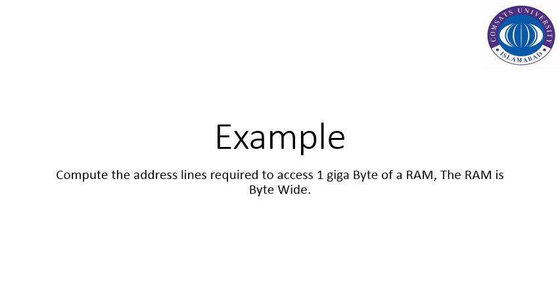Now let us switch to an example in order to conclude our discussion and have the basic introduction to the memories. We have to compute the address lines that are required to access 1 gigabyte of RAM. This is basically the total capacity. So how do we compute the total capacity? We'll multiply M with N, so that represents the total capacity of the memory. And the orientation of the random access memory is byte wide, which means that one location can store 1 byte of data.